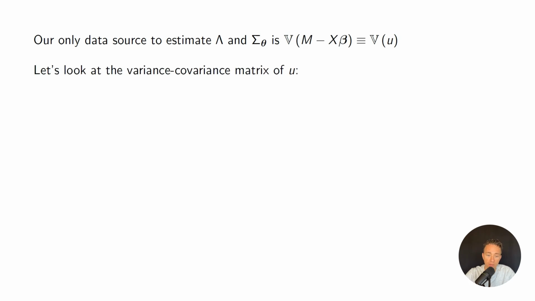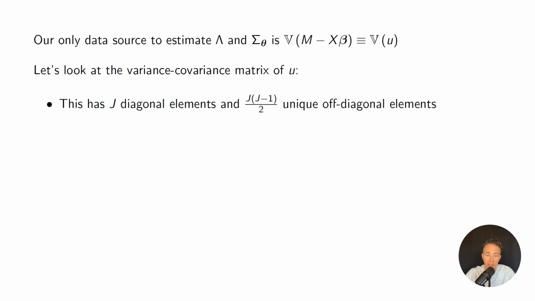So what does this variance covariance matrix look like? Well, it's going to have j diagonal elements and j times j minus 1 over 2 off diagonal elements that are unique. So if you remember, a variance covariance matrix is symmetric, and so we're basically looking at the diagonal and the lower triangle, and that's how many elements there are that are unique.